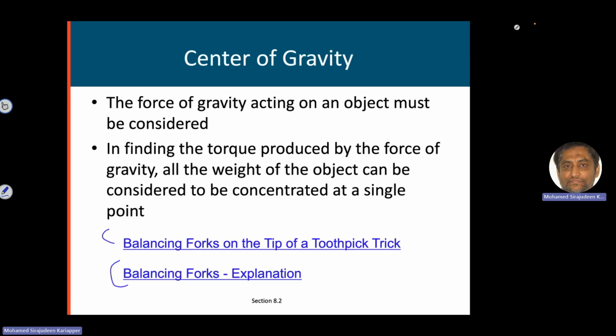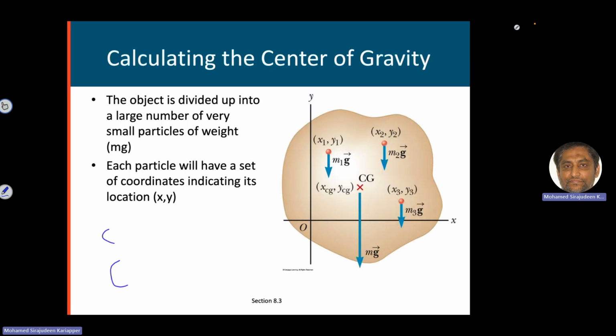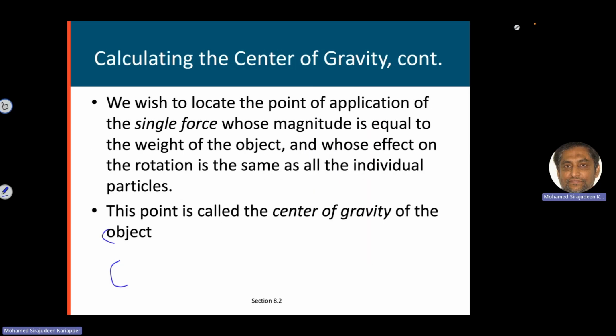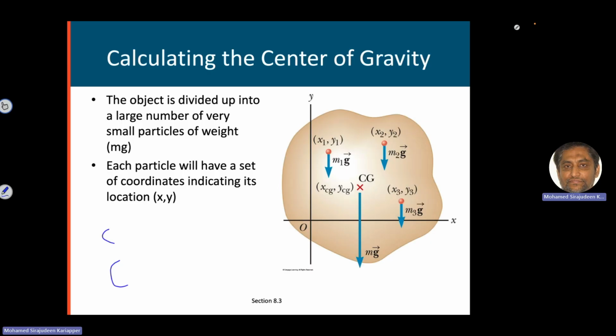And about the center of gravity point. So what do we mean by this center of gravity point? Let's say we have an object like this, say irregularly shaped. The center of gravity point, I can say, is the point where the whole gravitational force is applied. Let me say this is mg, the gravitational force.